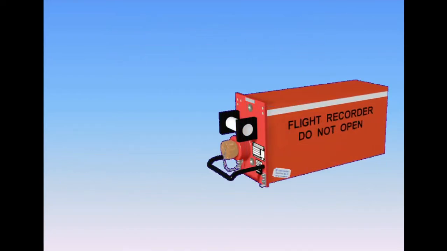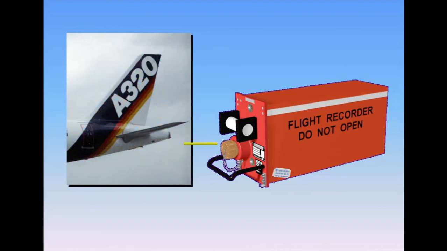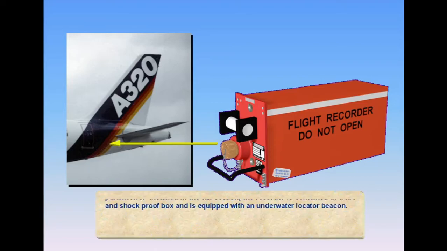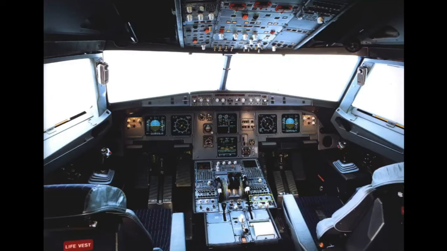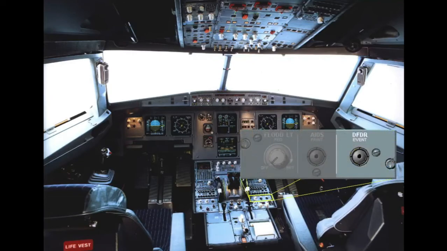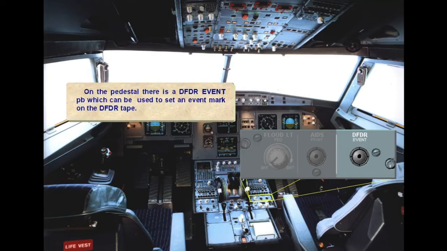A DFDR, digital flight data recorder, records the last 25 hours of flight parameters. Installed in the tail section, the recorder is contained in a fire and shockproof box and is equipped with an underwater locator beacon. On the pedestal, there is a DFDR event push button, which can be used to set an event mark on the DFDR tape.